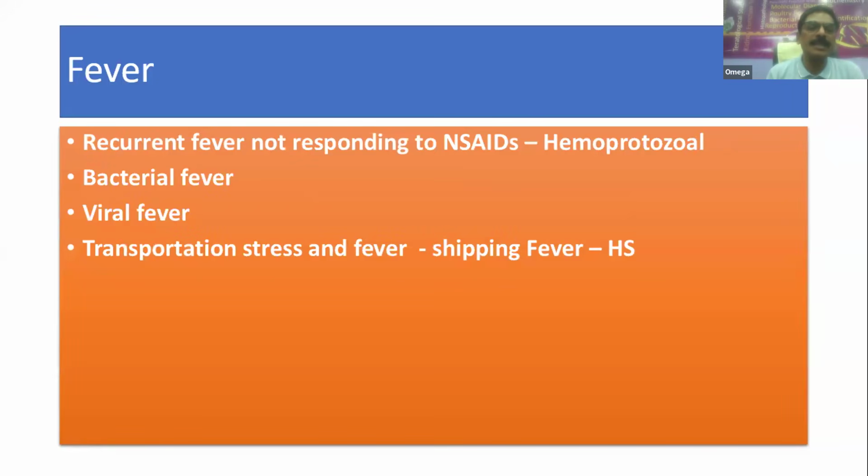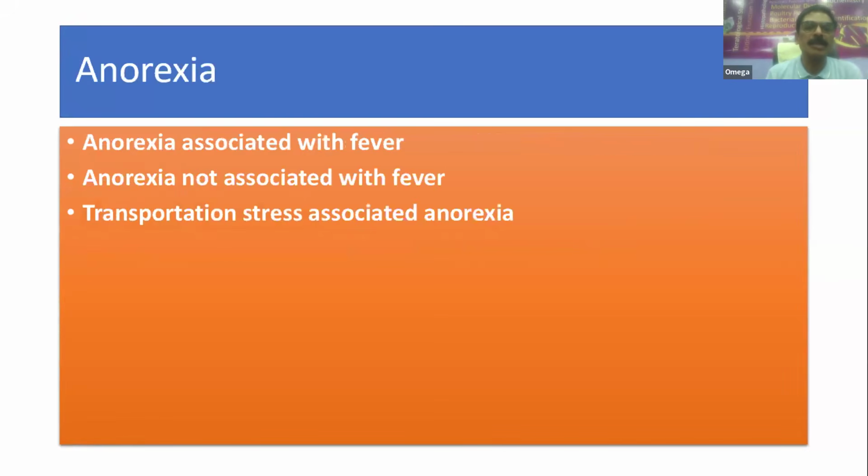Then another condition, very commonly observed, is fever. Whenever there is recurrent fever which is not responding to regular treatment or NSAIDs, hemoprotozoal infections are suspected. Then bacterial infections, viral infections, transportation stress and fever, like shipping fever, generally because of HS or hemorrhagic septicemia. In that case also, we have to collect the blood samples and go for the diagnosis. Then anorexia: non-specific anorexia, anorexia associated with fever, not associated with fever, and transportation stress anorexia. In that case also, we have to collect the samples and go for the diagnosis.